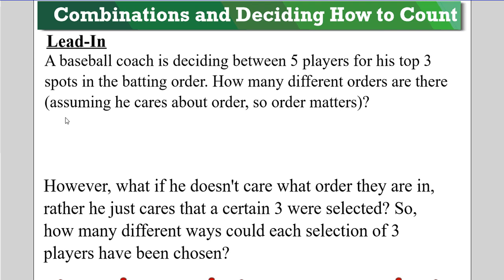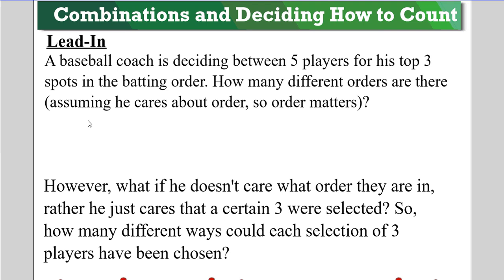So consider the following situation where a baseball coach is deciding between 5 players for his top 3 spots in a batting order. The top 3 spots tend to be pretty important because those players tend to get the most opportunities in a game, because there's 3 outs in an inning, and so worst case scenario would be all 3 of those players get out in the beginning, and then the 4th player wouldn't get to hit. So that's why the top 3 get to hit more often than any other players in the batting order. So it's kind of an important spot. How many different orders or arrangements or permutations, because order is important here, are there if there's 5 players to pick from and we're going to be picking 3?